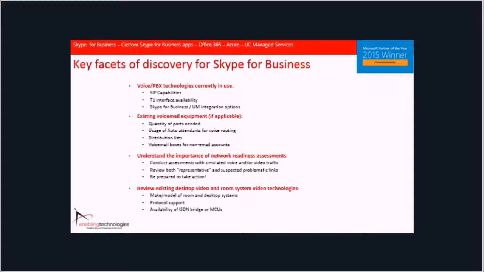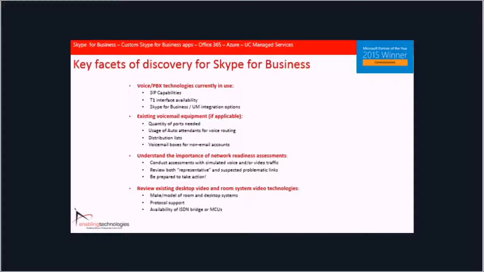Also, what are we going to do for voicemail, right? I mean, obviously for Skype for Business, we're going to have unified messaging, but do we want to take a look at that as a voicemail solution for some of our PBX users? As you might guess, this can get to be a relatively complicated conversation pretty quickly.